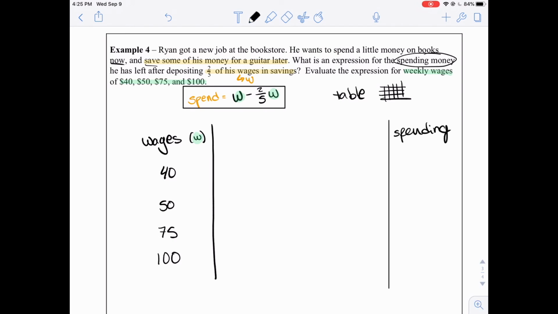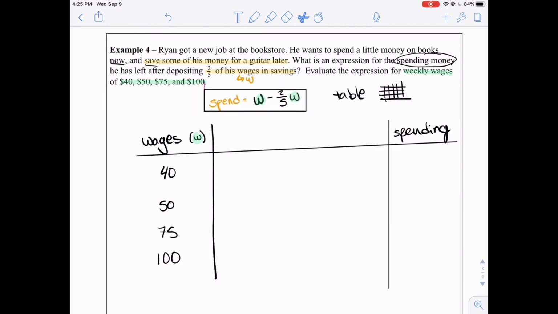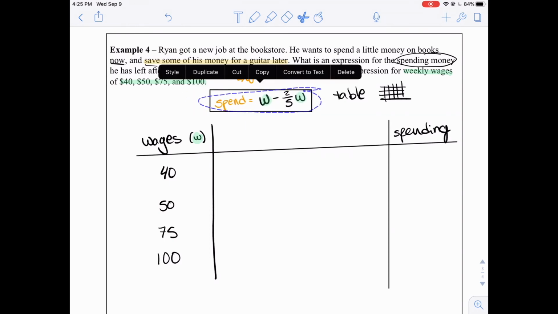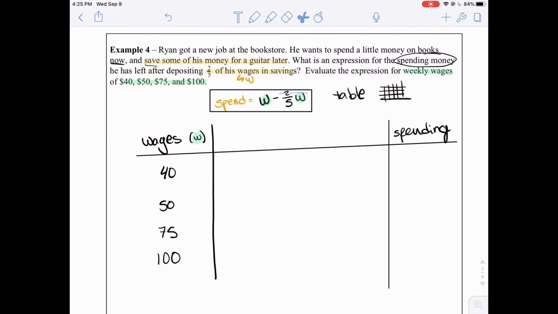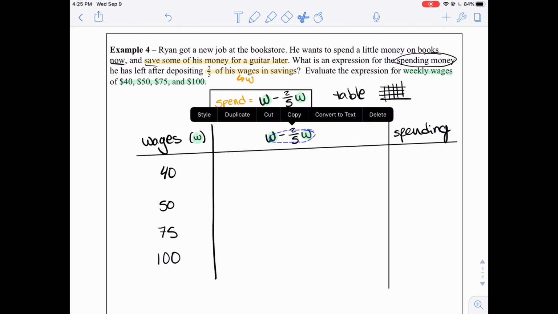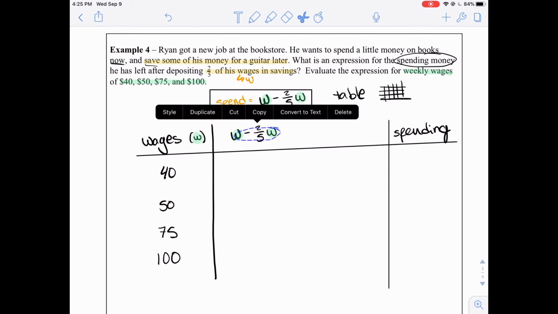Okay, we have our starting part, our wages. We have our ending part, our spending. Now we need to figure out how to get there. If only we had some sort of expression based on wages that will tell us his spending money. Wow. Okay, so we're going to take that very expression, and that's what will go in the middle. I'm actually going to put it off to the side a little bit so that I have space to show my work.